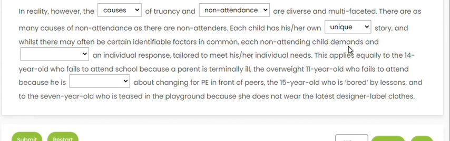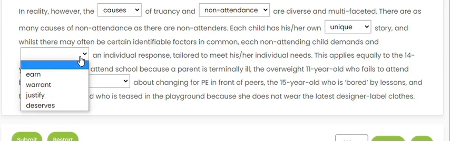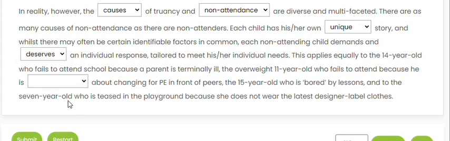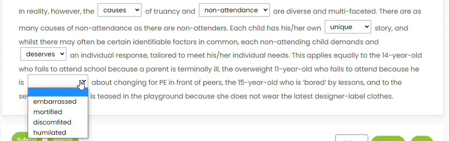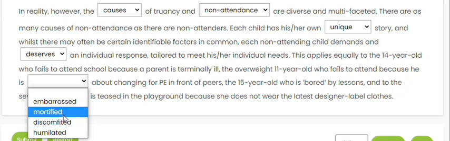So child is singular, demands is a verb with s, and dash means we also need a verb with s, and there is only one. Demands and deserves an individual response tailored to meet his or her individual needs. This applies equally to a 14-year-old who fails to attend school because a parent is terminally ill, the overweight 11-year-old who fails to attend because he is dash about changing for PE in front of others. Who is dash? So we are talking about an overweight child, so he must be embarrassed, mortified, discomfited or humiliated for changing for PE in front of the peers.